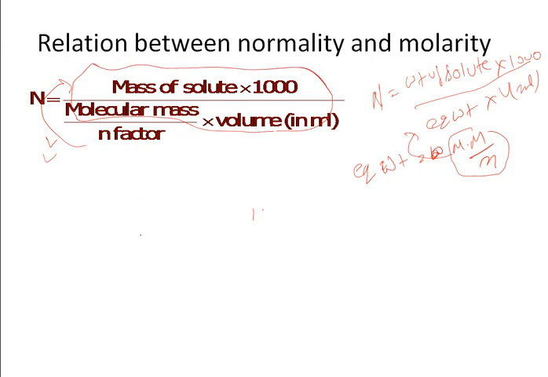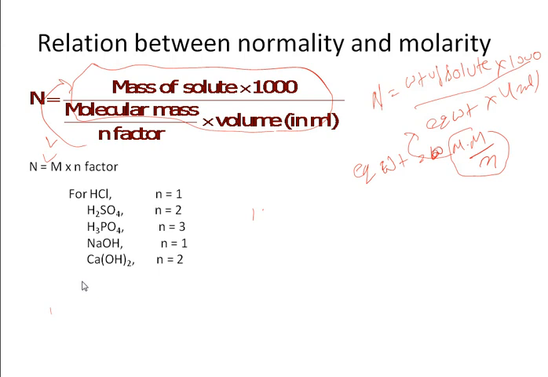So here is the formula. What will be the formula for that case? The formula is normality is equal to molarity into n factor. Here the n factor is different for acid, base and salt. You already know this from the previous video.